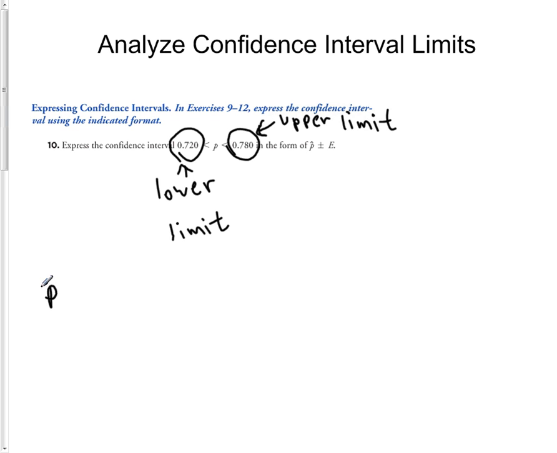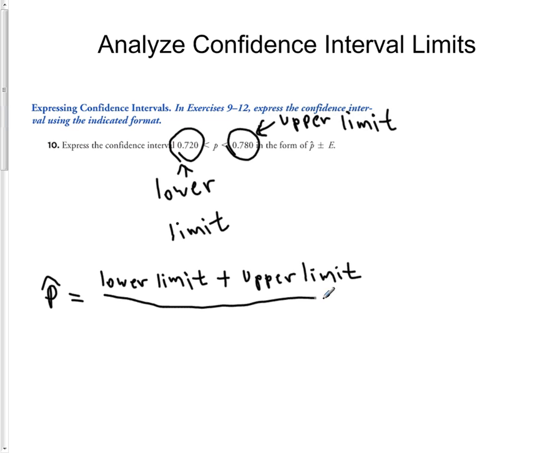So it turns out that p hat is equal to the lower limit plus the upper limit divided by 2. So it's actually the arithmetic mean of the upper and lower limits. So we add them together and divide by 2, and that'll give us the middle of that interval, which is what we are calling p hat, because remember our confidence intervals are centered around the point estimate.